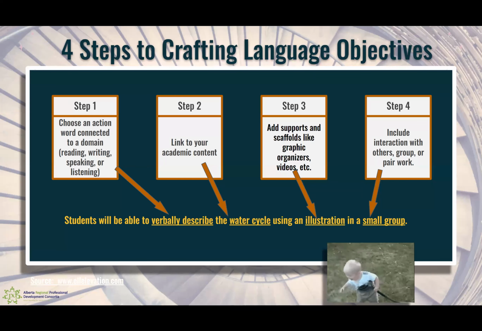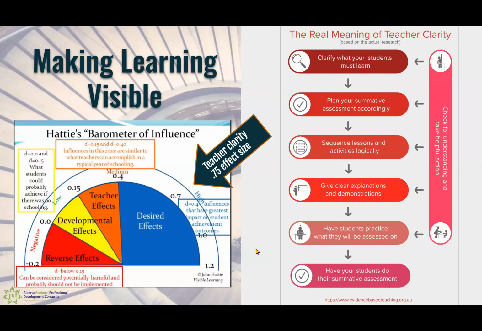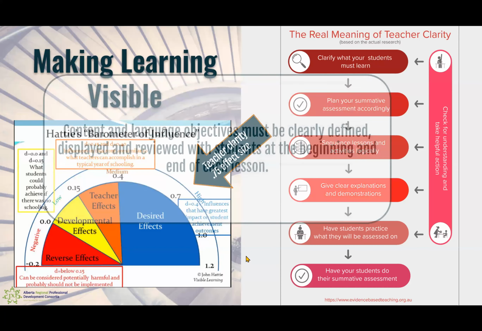So yeah, just thinking about the language that students need to show their understanding of the topic and your content. It makes it much more visible for them, and it helps with our teacher clarity by giving those clear instructions. When we think back to comprehensible input and making our explanations clear, having language objectives really ties into Hattie's work with teacher clarity and the steps to teacher clarity as well.